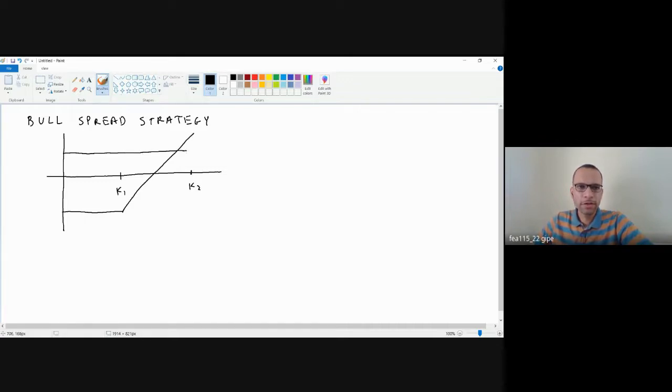Let me draw this and I'll tell you what I've done. This is a long call at K1, and a short call at K2. So I have taken two options with strike prices K1 and K2. They are on the same underlying stock. They have the same time to expiry. Everything else remains the same; the only thing is their strike prices are different.